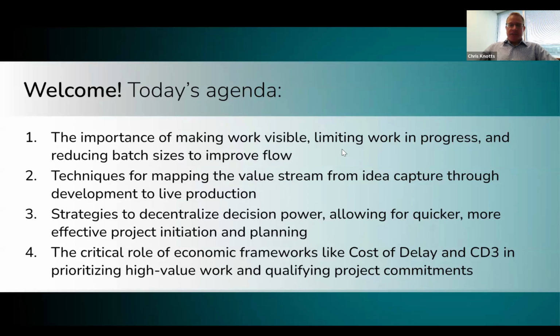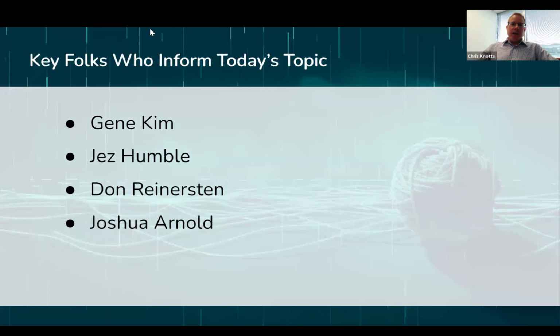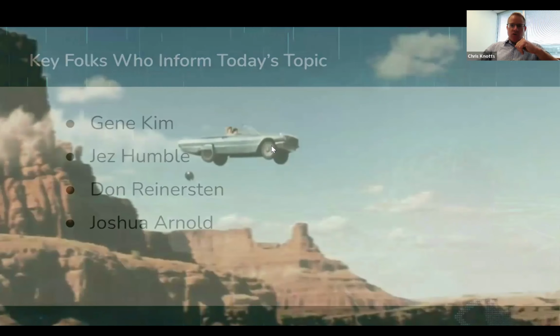So after today, if you take away nothing else, you will leave with some pointers in the right direction on people you can read up on to become much better at navigating the product and project lifecycle. There's really four in particular, and here they are. You'll see them come up as we go along. It's Gene Kim, Jez Humble, Don Reinertsen, and Joshua Arnold. And like I say, we'll talk a little bit more about them.